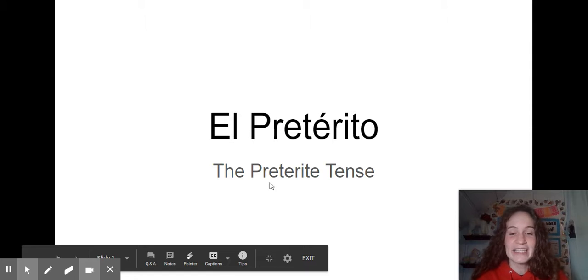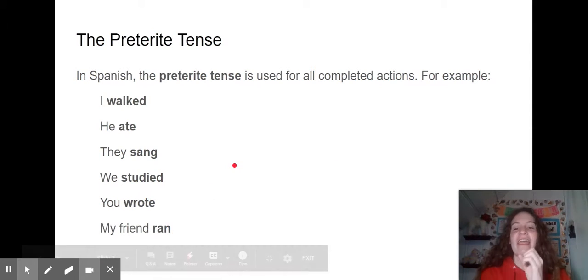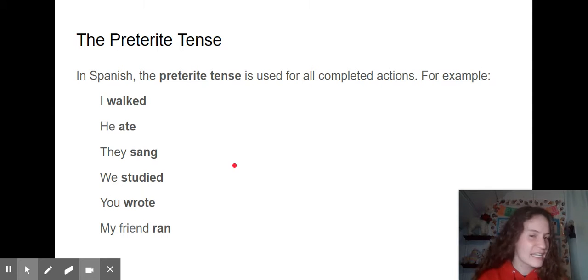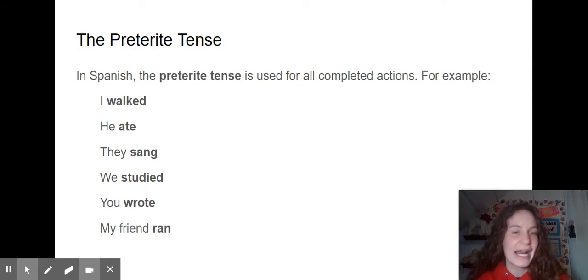That's el pretérito, which is one of the past tenses of Spanish. And anytime you're using the preterite tense in Spanish, we're talking about completed actions. For example, I walked, he ate, they sang, we studied, you wrote, my friend ran. All of that is actions that are completed in the past. So that is how we use el pretérito in Spanish.